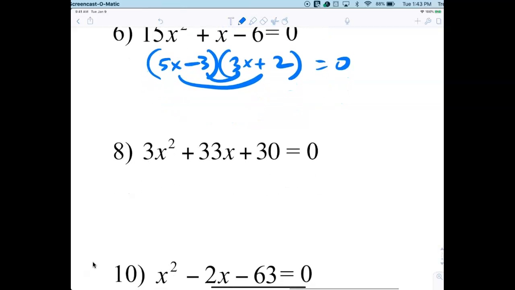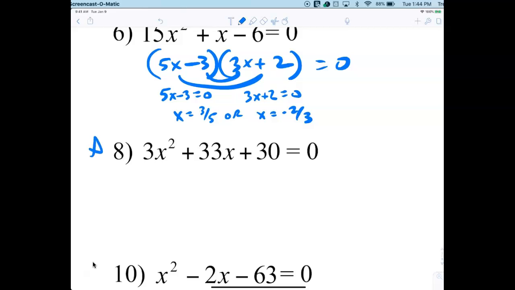Set the factors equal to 0. 5x minus 3 equals 0. 3x plus 2 equals 0. X equals 3/5, or x equals negative 2/3. Everybody hearing me? All right, are you ready to put a little star by number 8?